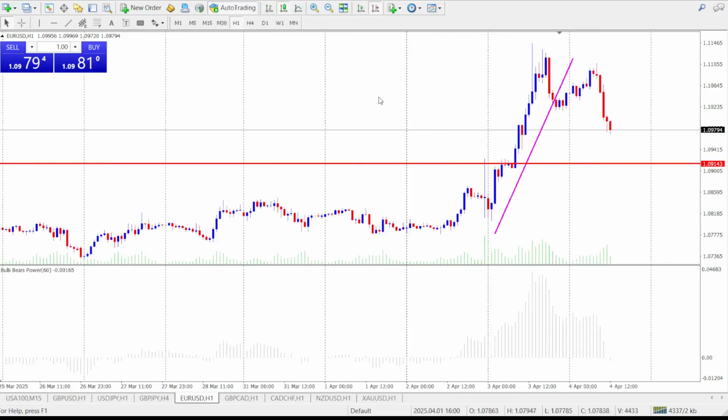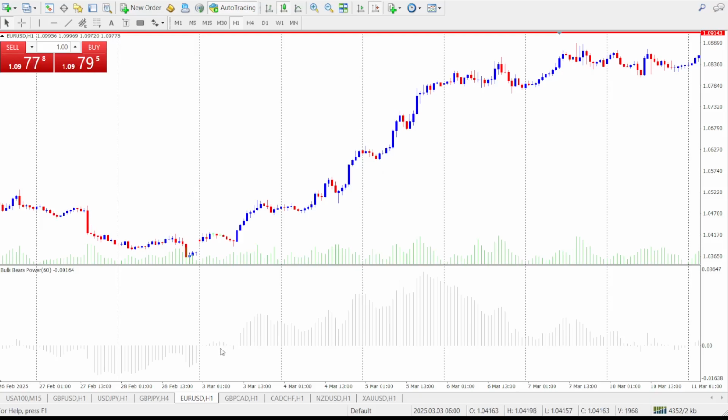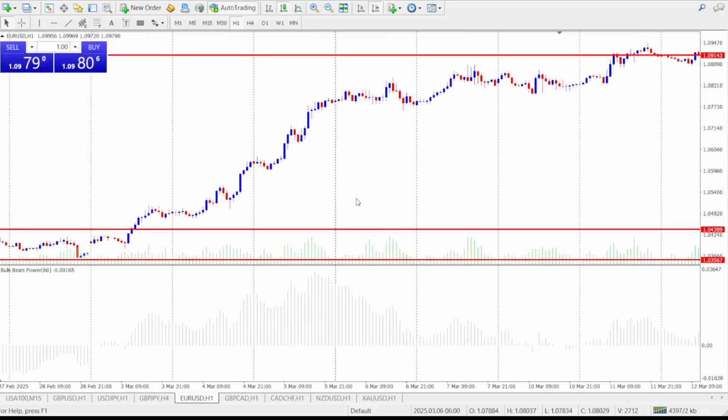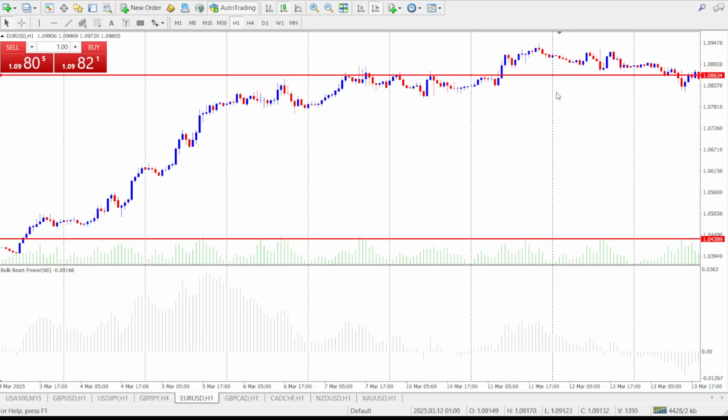Let's just see if we can find a few more examples. You can see here the indicator entered above the zero level, it turns into the positive territory. So this was a good place to enter a buy trade. After you get a bullish confirmation, your stop loss should be below the swing low. Then for your take profit, you can decide to use predetermined levels, maybe resistance zones, or you can decide to wait for the histogram bars to flip back below the zero level.